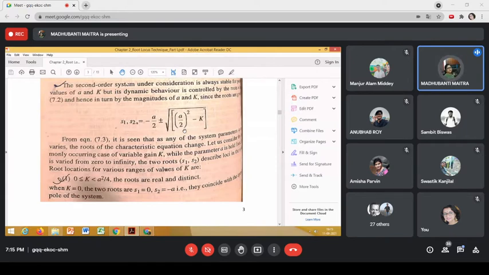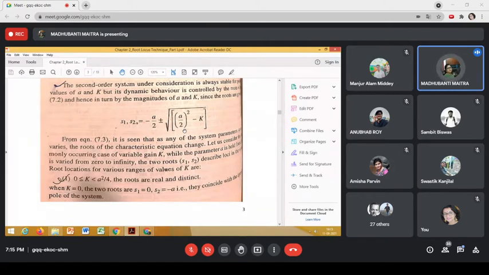And what will be the real part? That means the sigma part. Yes, ma'am. What is the value of the sigma? Minus a by 2. Minus a by 2.